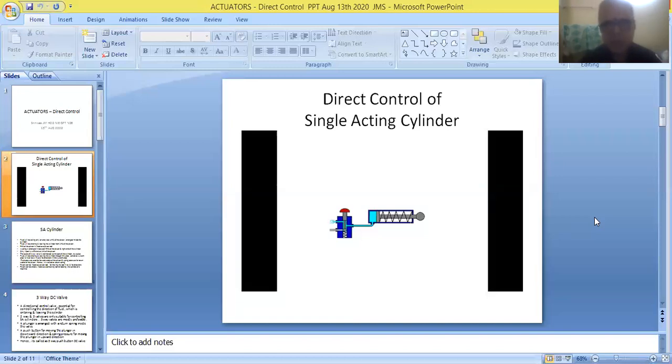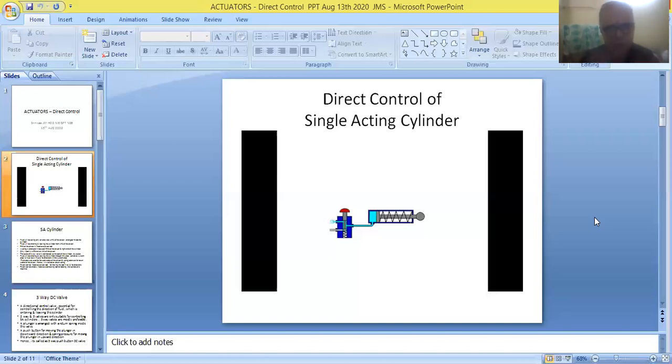And finally, we can see one more port passage provided in this particular region, called the exhaust port of the DC valve. So friends, as the name itself implies, this is connected to the pipeline that is going back into the oil reservoir in the case of a hydraulic circuit. And in the case of a pneumatic circuit, it is connected to the pipeline that is entering the atmosphere.